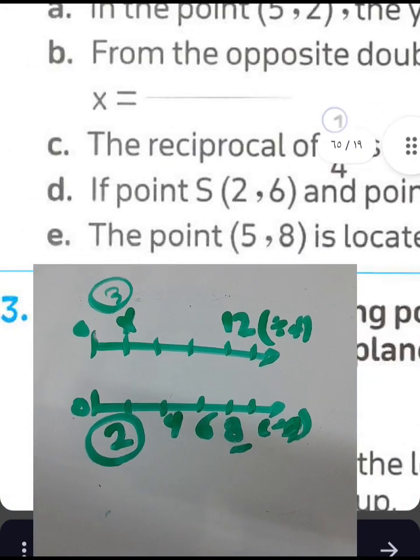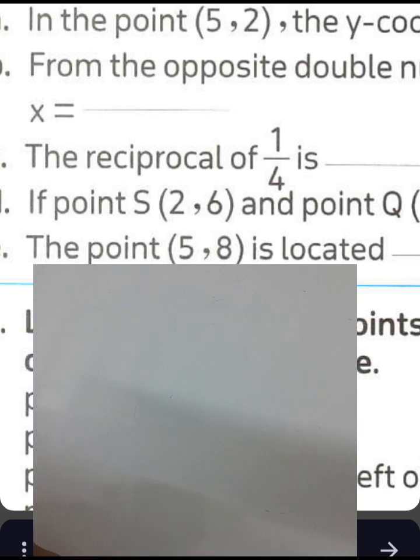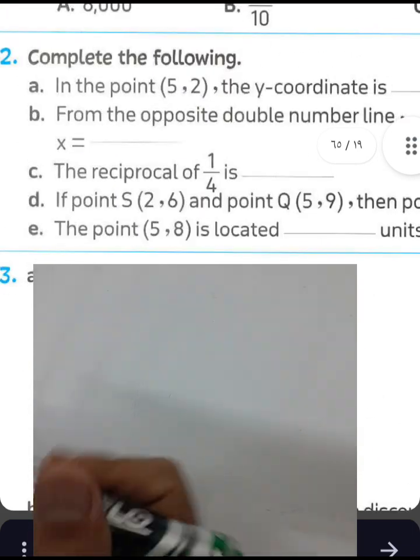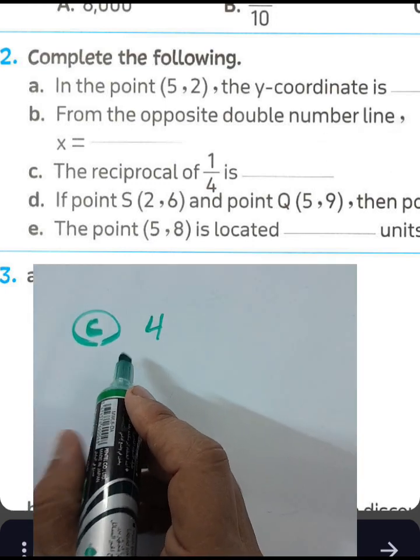Next example, the reciprocal of 1 over 4 will be 4. Write the inverse of this number. Reciprocal of 1 over 4 will be 4. Then question letter C. Reciprocal of this number will be 4.